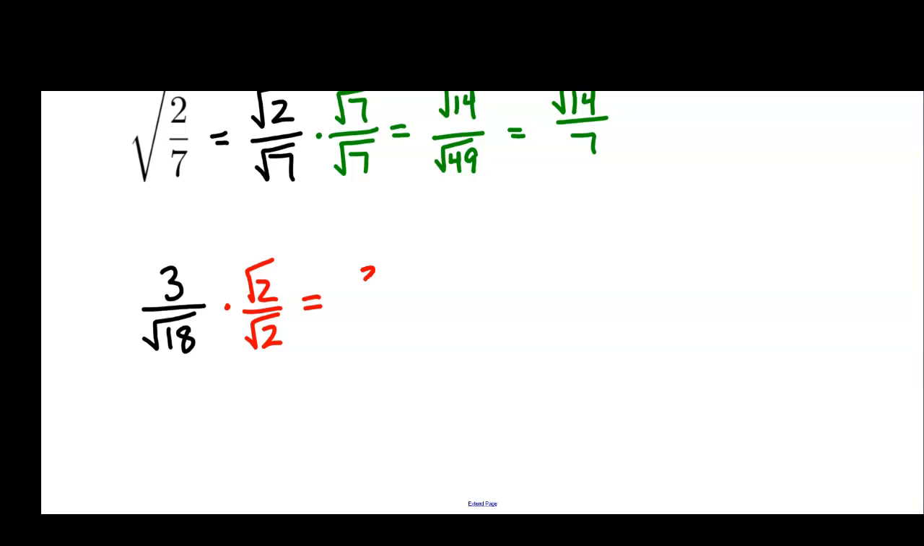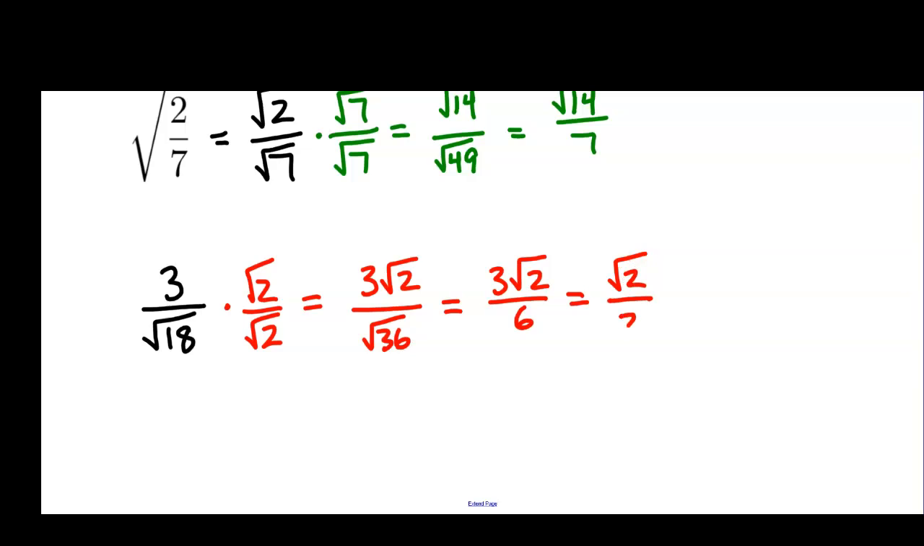So then here we have 3 square root of 2 over square root of 36, which is equal to 3 square root of 2 over 6, which simplifies to be square root of 2 over 2.